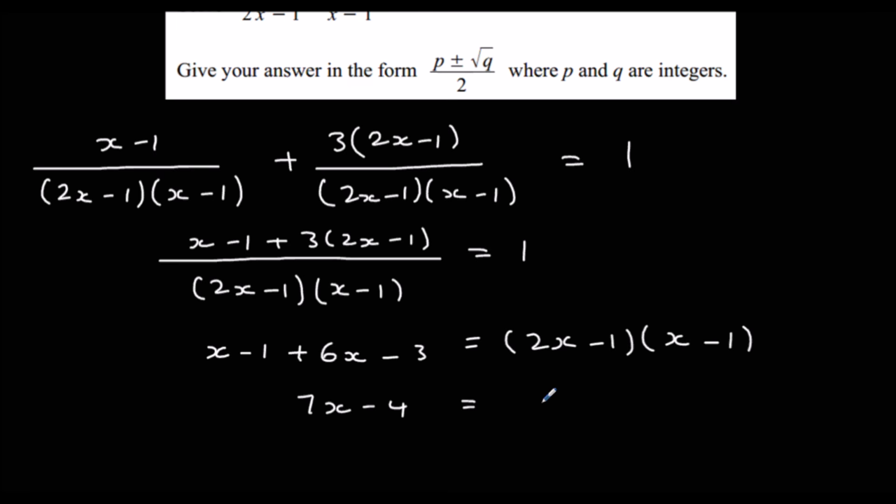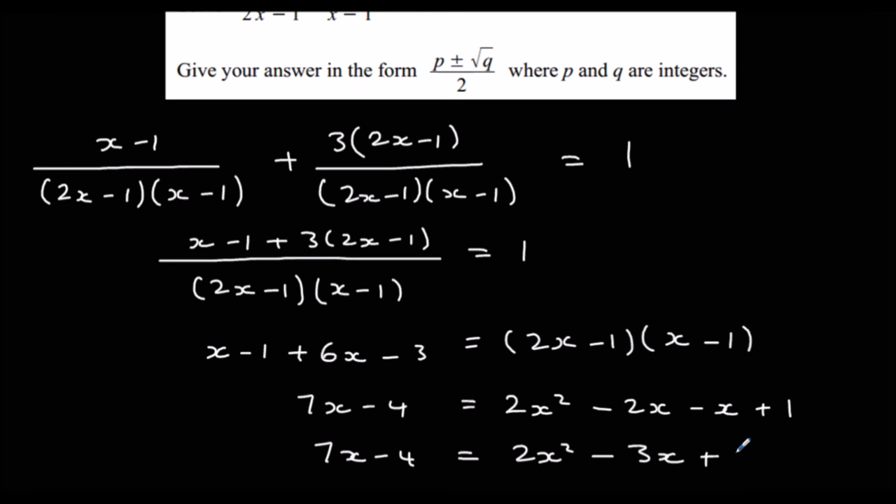And expanding the bracket on the right, 2x times x, 2x squared. 2x times negative 1 is minus 2x. Minus 1 times x is minus x. And a negative times a negative is positive 1, which is 1. So 7x minus 4 is 2x squared minus 3x plus 1.